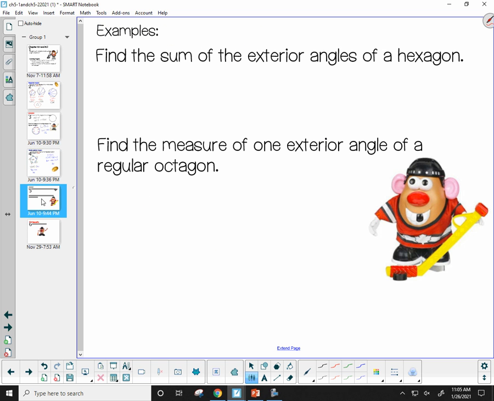All right, so let's answer a couple questions. Find the sum of the exterior angles of a hexagon. What's the sum of the exterior angles of a hexagon? 360, right? Okay, let's find the measure of one exterior angle of a regular octagon. So I just have to take my 360 divided by 8. What do we get? 45 degrees.